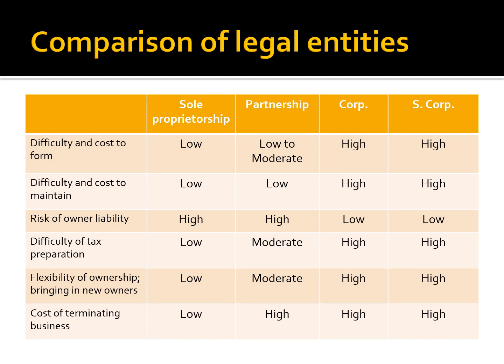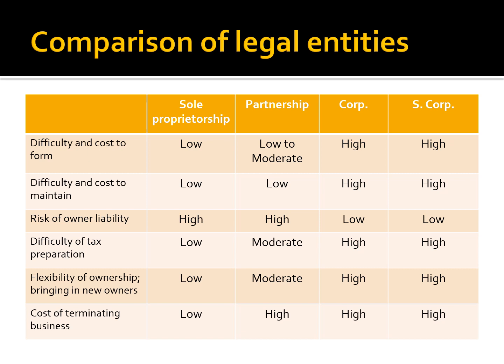So within every state, there's going to be a whole host of different business structures that are available to you. Here you see a matrix of different types of businesses, and you'll see on the left there's difficulty and cost to form, to maintain, liability of the owner, tax preparation issues, flexibility of bringing in new owners, which we talked about, and cost of terminating a business, which all these things are things you need to consider.